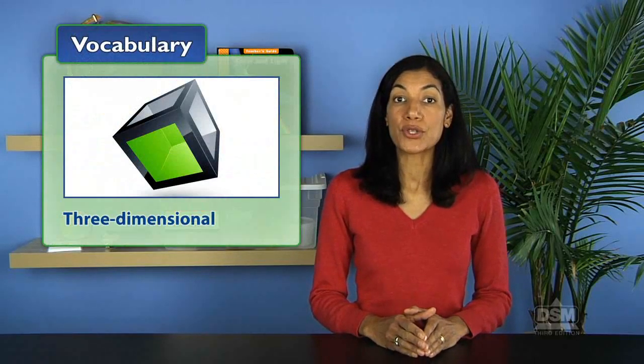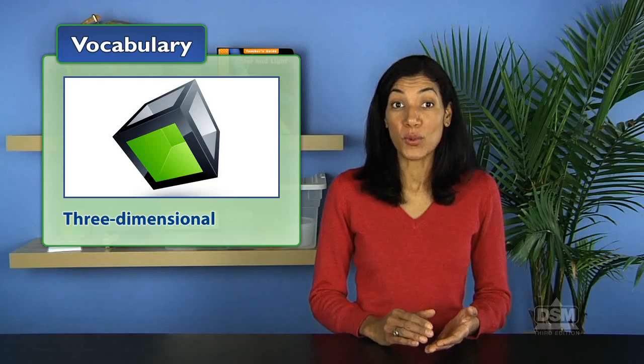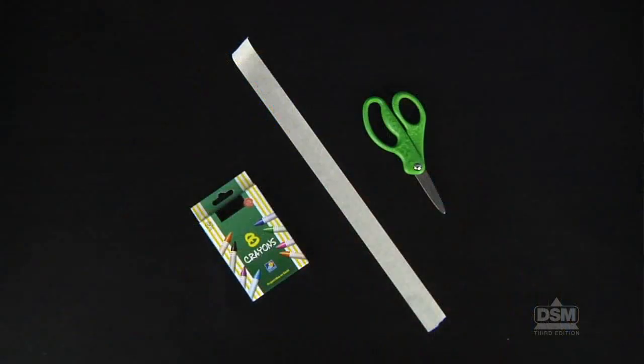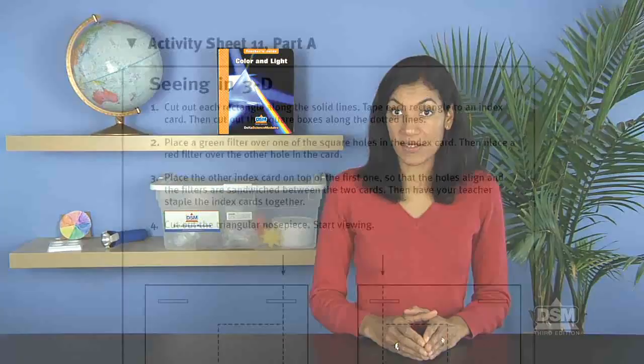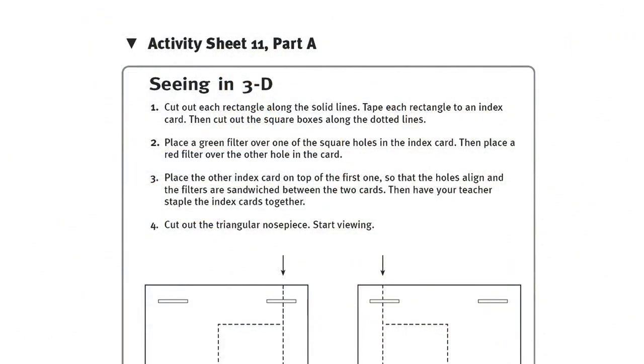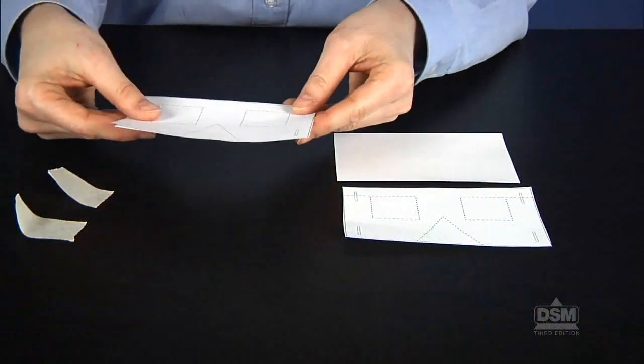Explain that 3D stands for three-dimensional, and that a three-dimensional object is one that has 3 dimensions: height, width, and depth. Inform students that they will make a set of 3D glasses and learn how to create their own three-dimensional images. Divide the class into teams of 2 and distribute the materials. Give each student a copy of Activity Sheet 11, Part A. Have the students follow the instructions on Part A of the activity sheet to make a set of 3D glasses.